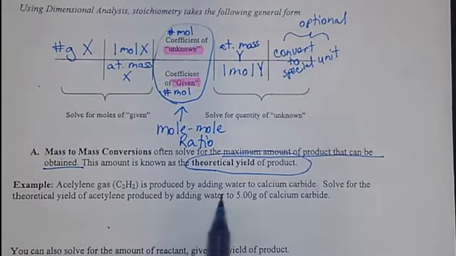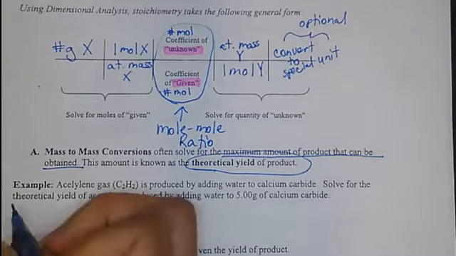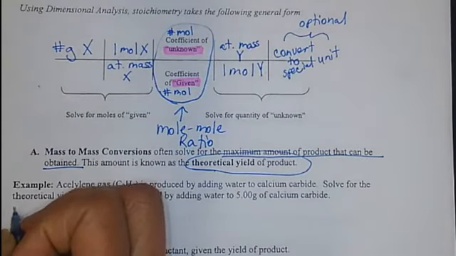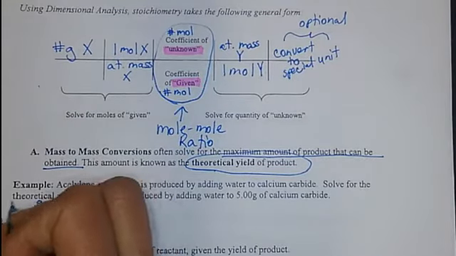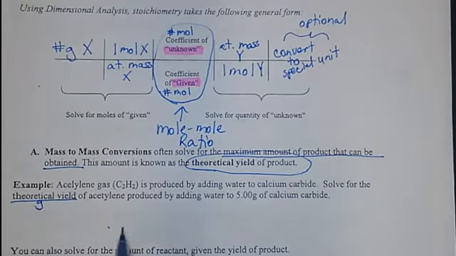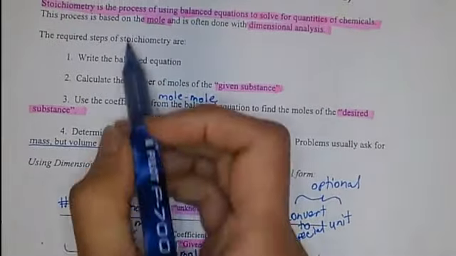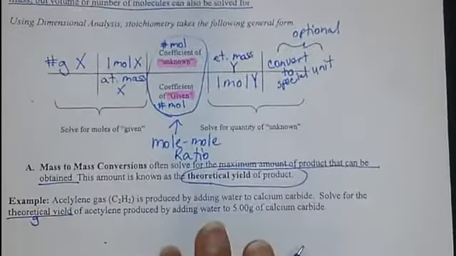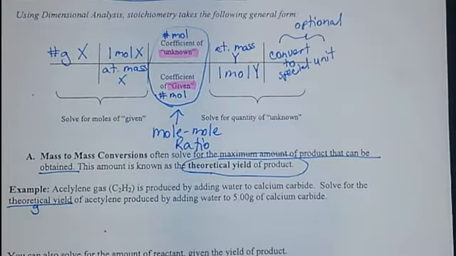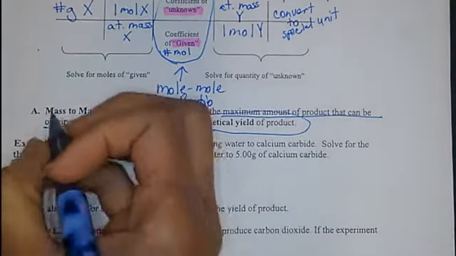Acetylene gas is produced by adding water to calcium carbide. Solve for the theoretical yield, which, remember, when we say theoretical yield, we're talking about grams of acetylene produced by adding water to 5 grams of calcium carbide. So we're going to start with our equation first, because remember, the first step is always to write a balanced chemical equation.